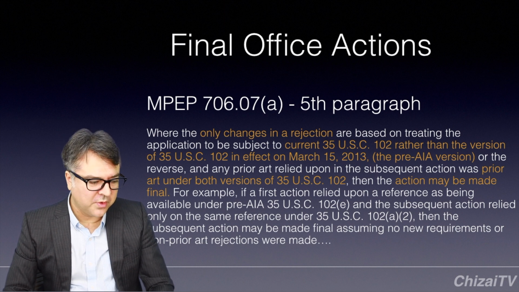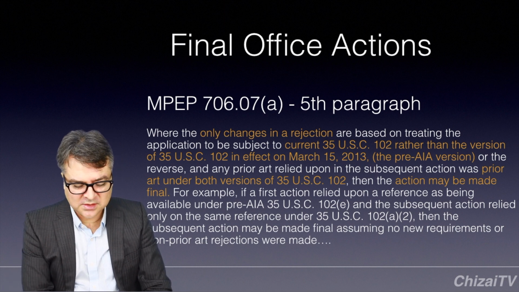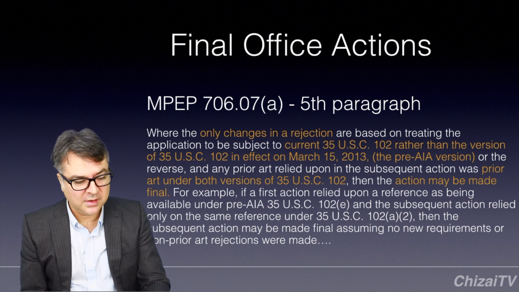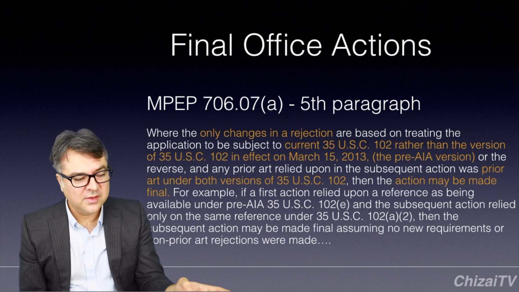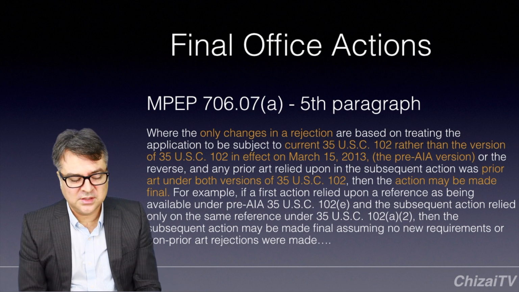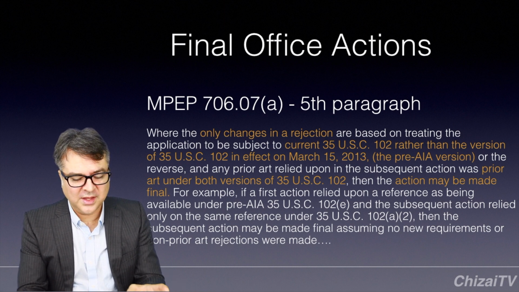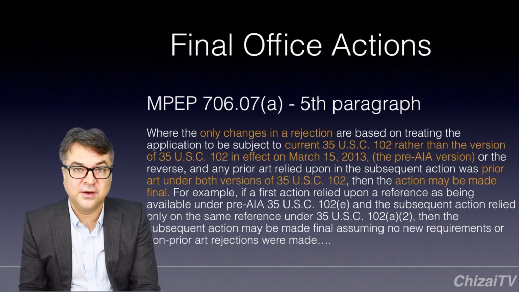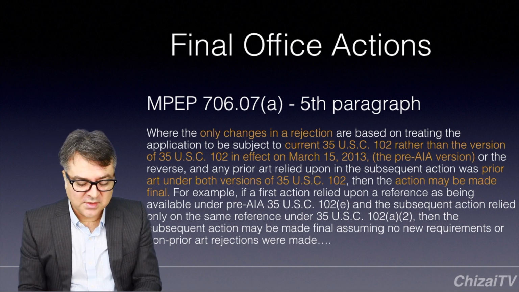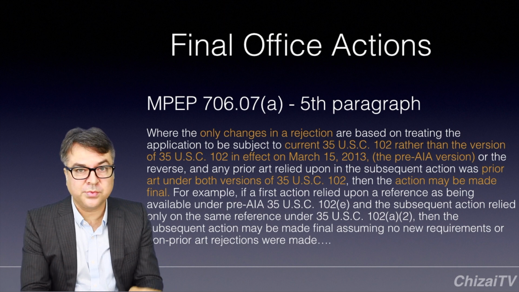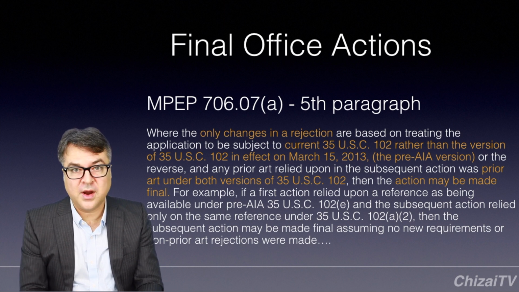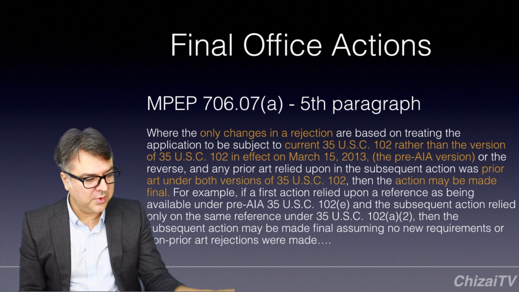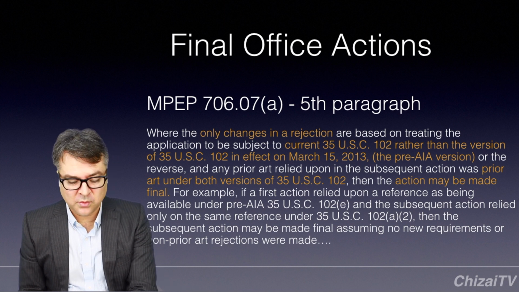So we discussed before about 35 USC 102(e), AIA and pre-AIA. In that situation, the next action cannot be final because in one situation it's not prior art under pre-AIA 102(e), and it is prior art under AIA 102(e). This is a little different. This is prior art that is cited that is prior art under both pre-AIA and AIA 102.